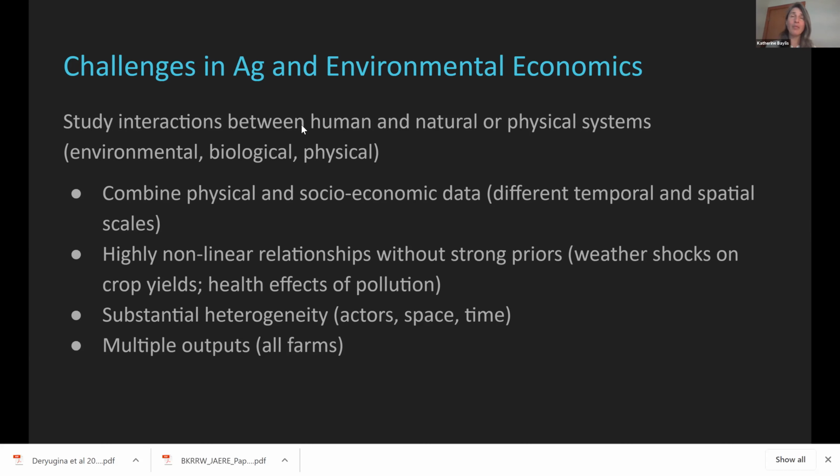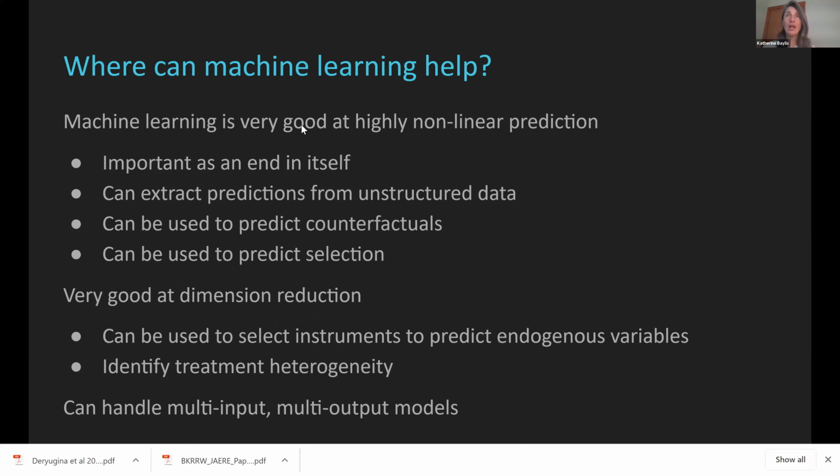We also have situations where we're really interested in multiple outputs of some production function. And this is big in agriculture. There's basically no farm that is a single output entity. They all have multiple outputs. We care about how those outputs and decisions around inputs to produce those outputs interact. And this is, again, a place where having these more flexible functional forms can be useful. So, okay, why can machine learning possibly help in some of these places?